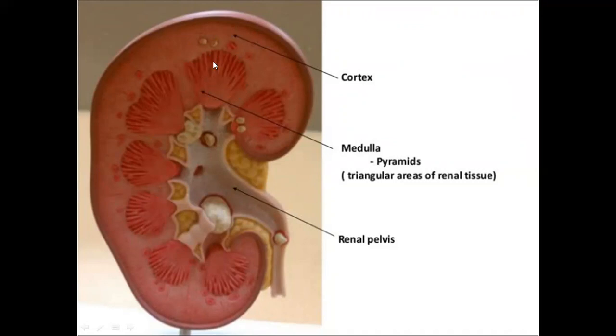These indentations in this pyramid represent the collections of the collecting ducts, which ultimately open into the renal papillae, and then the renal papillae lead towards the minor calyces. The collection of these minor calyces is collectively called the major calyces, which at the level of the hilum lead to the ureter.